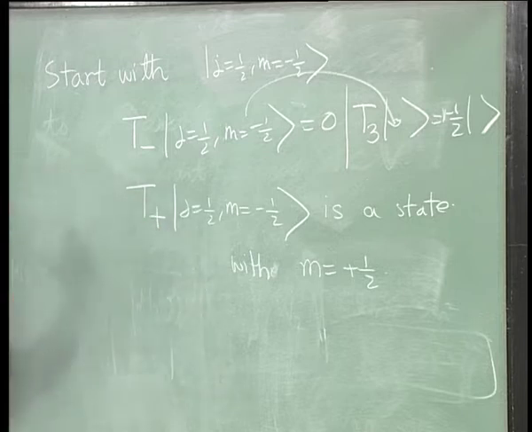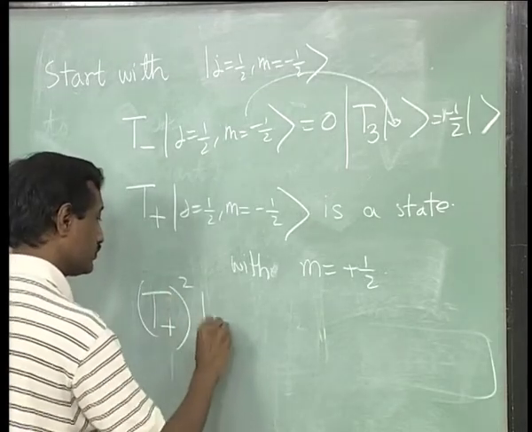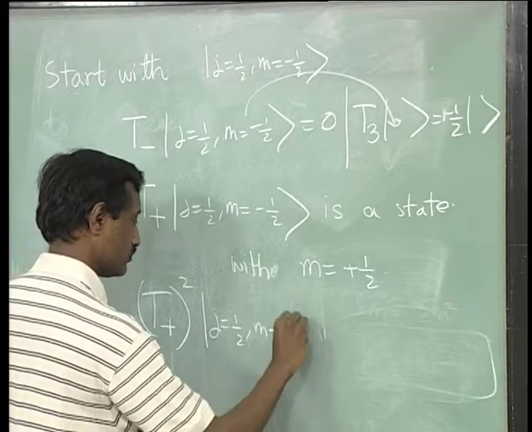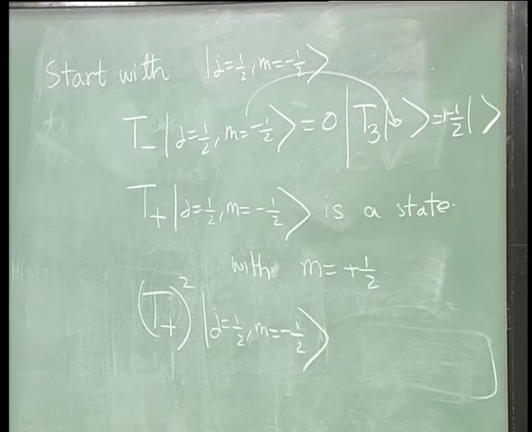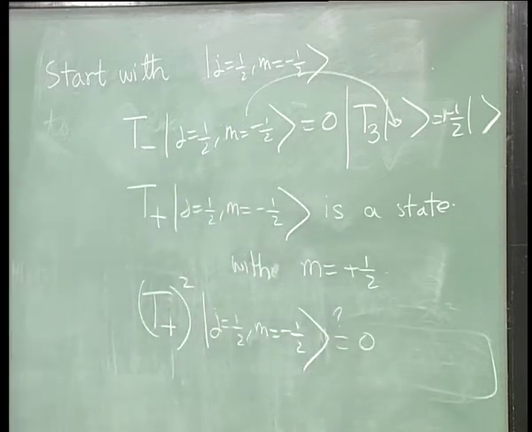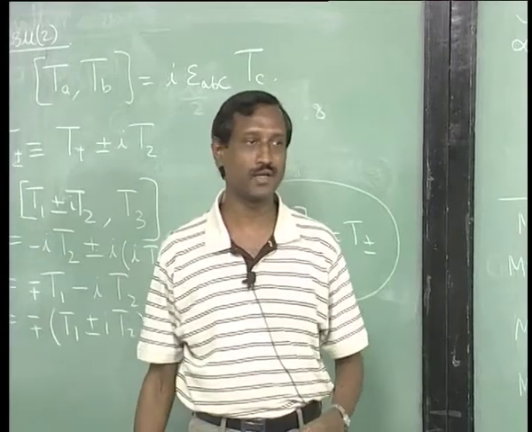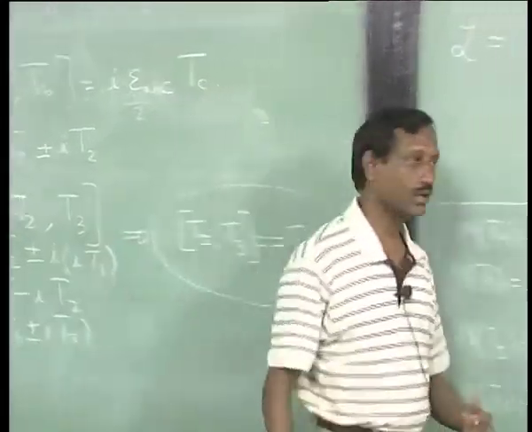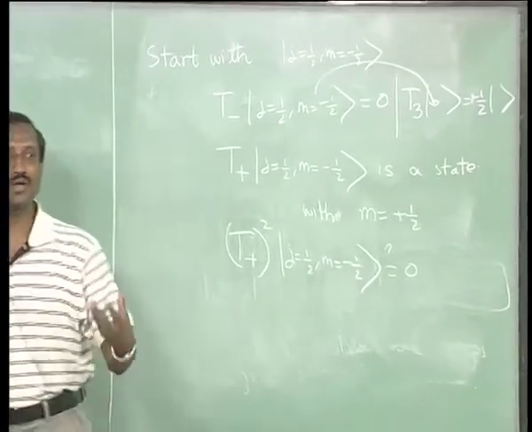So, I should proceed further. Let me take one more. So, I do t plus square. Is this possible? No. Okay. But this is supposed to be 0. So, how do we show that something is 0? If you have a unitary system, a nice positive definite vector space, okay, what would you say in such cases? If something is 0, that is equivalent to it having 0 norm.